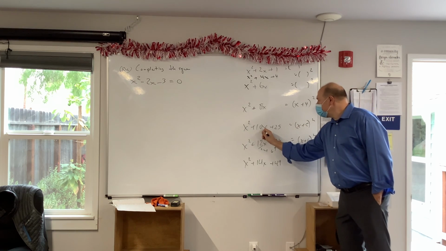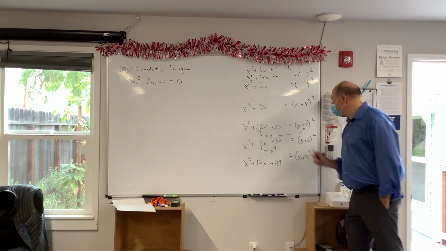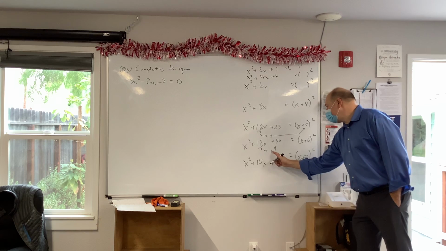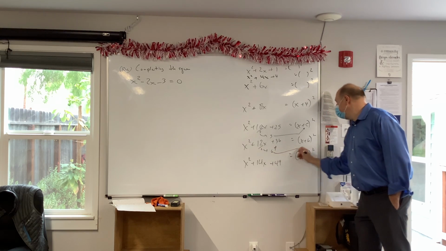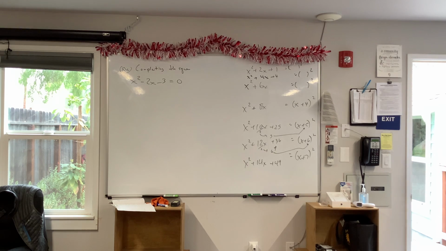Hey, you know what I noticed as well? When I divide this by 2 and I get my 5, that's also the same thing that goes over here, right? So when I get my 6, before I square it, I already know that my 6 belongs over there. We good? So, a little bit different method.